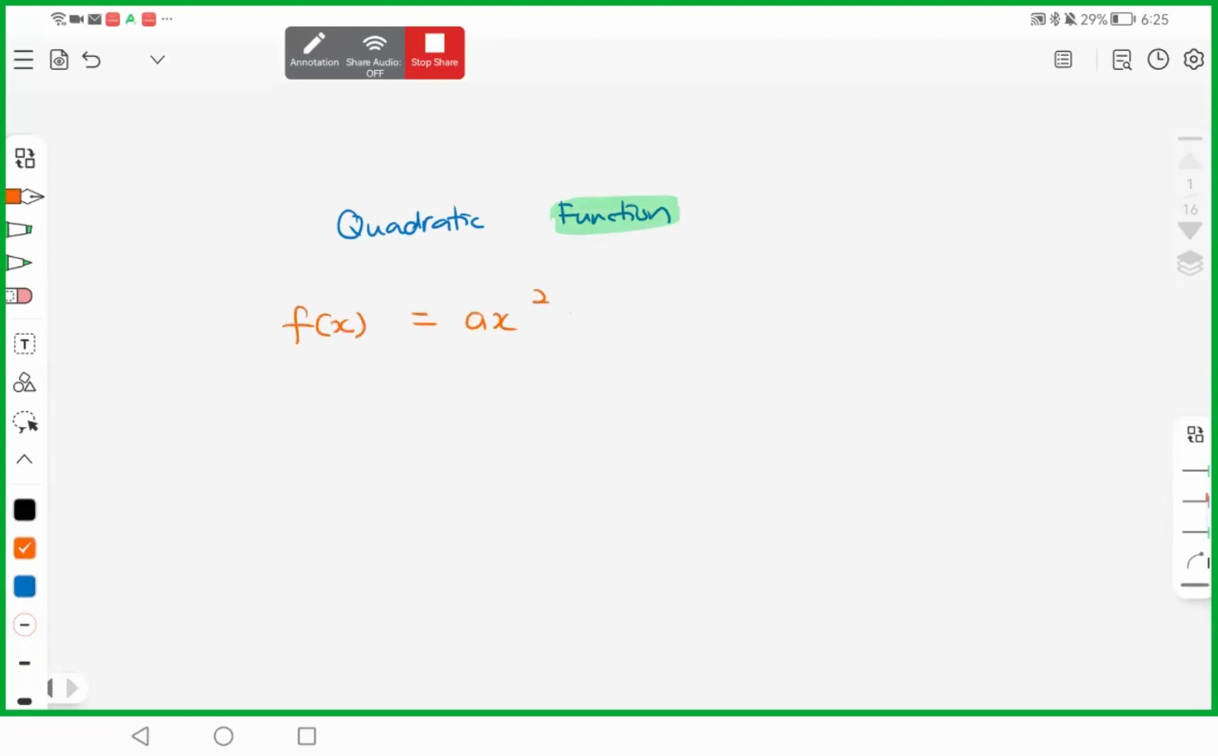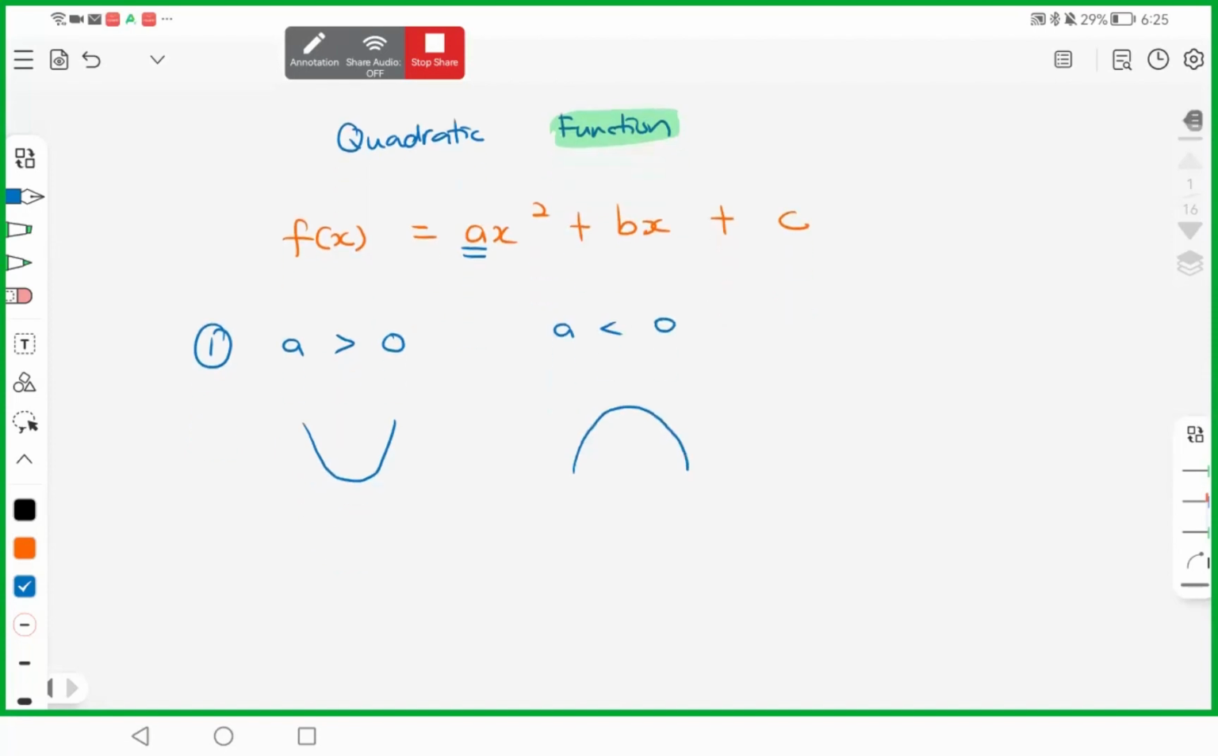this is ax squared plus bx plus c. So we have learned how to find the pattern of the curve by looking at the value of a. If a is positive, it's a U shape. If a is negative, the curved line is an N shape. This is what we have learned a moment ago.